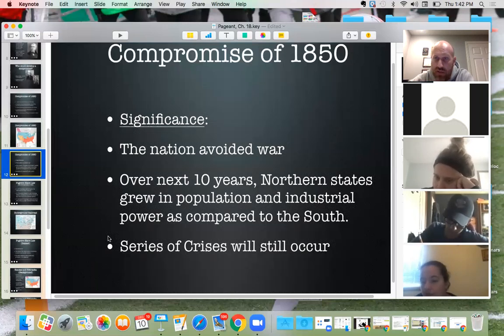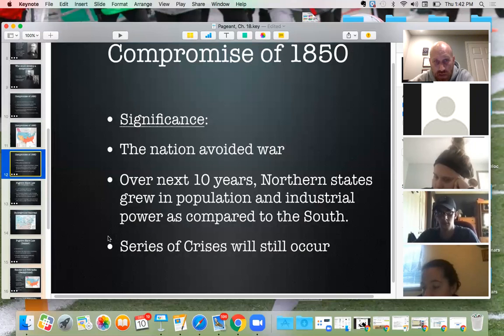There will also be a series of crises that will still occur across these 10 years. The Compromise of 1850 really doesn't resolve the disagreement. It doesn't dissolve the tension. It doesn't dissolve the crises that occur. Okay? There's not like peace and everybody getting along, which you hope would happen after a compromise. For example, people get really concerned about the issue of popular sovereignty, right? They get concerned that this could lead to slavery spreading throughout the country, possibly. If you're an abolitionist, that's a concern.